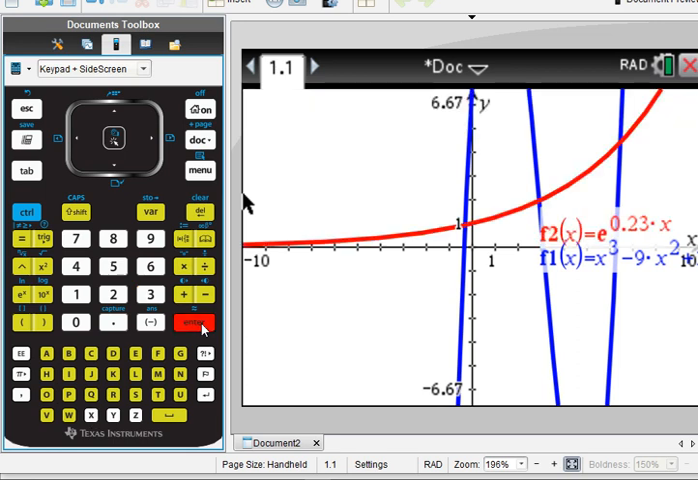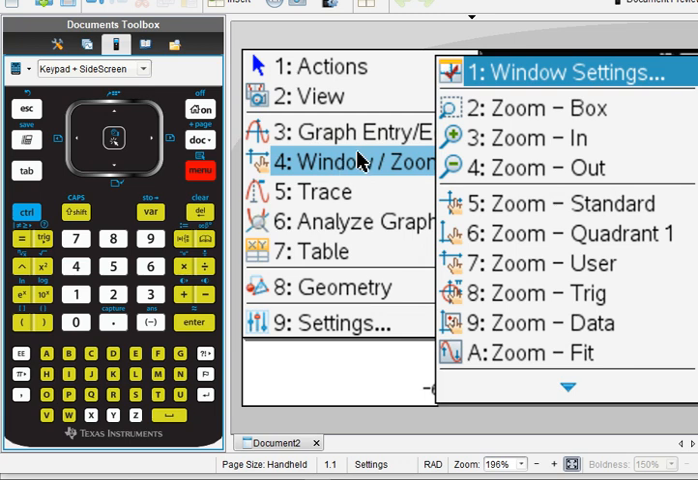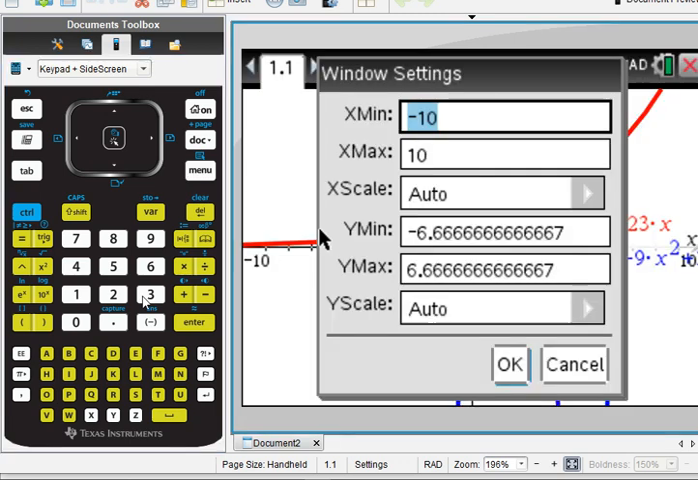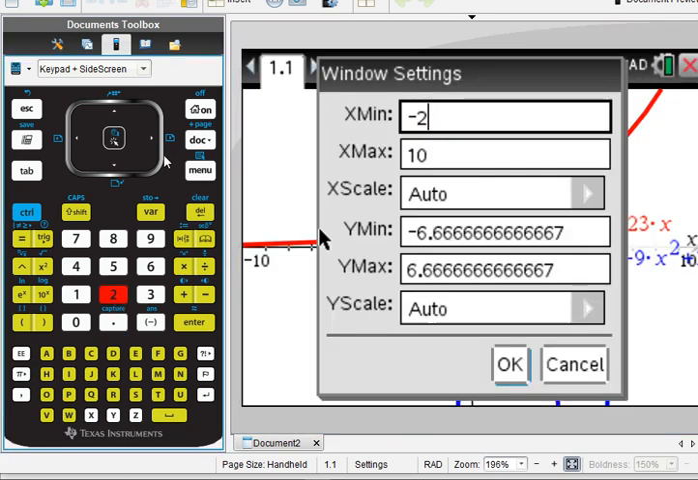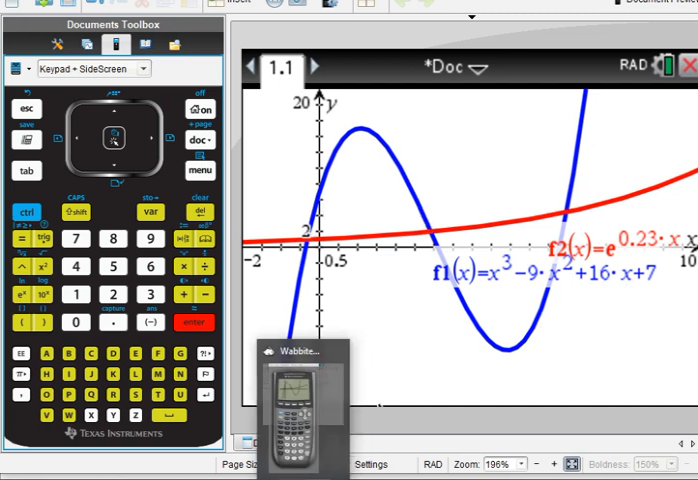And let's just again change the window size here. Let's make menu window settings. Let's again go negative 2 to 10 on the x min and max, and let's try negative 20 to 20 on the y min and max. Just so we can see the regions enclosed a little bit. There we go. So notice we've actually got 3 points of intersection. We need to find all 3. So let's do that first on both calculators and then write them down.